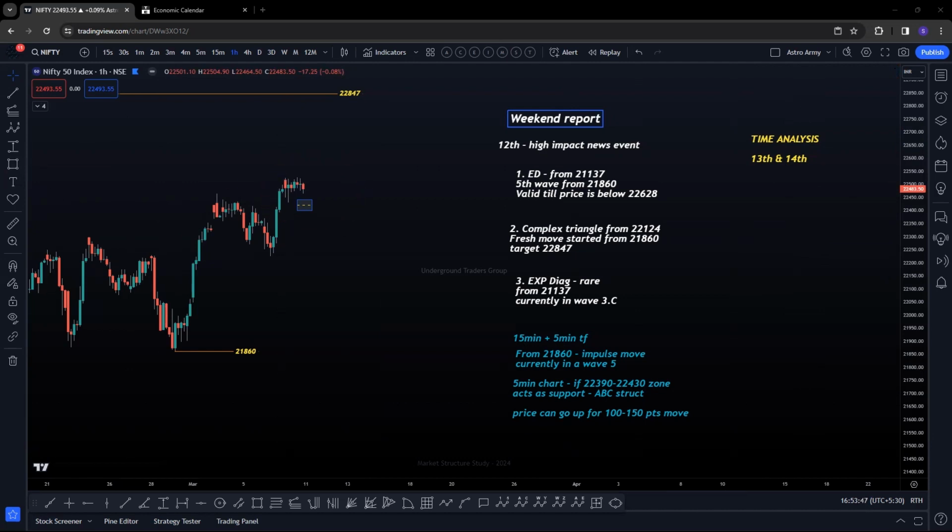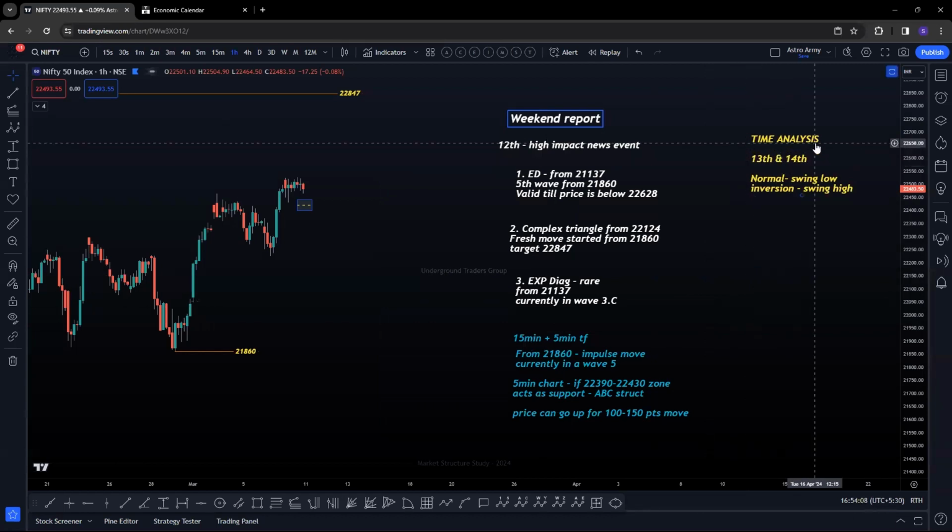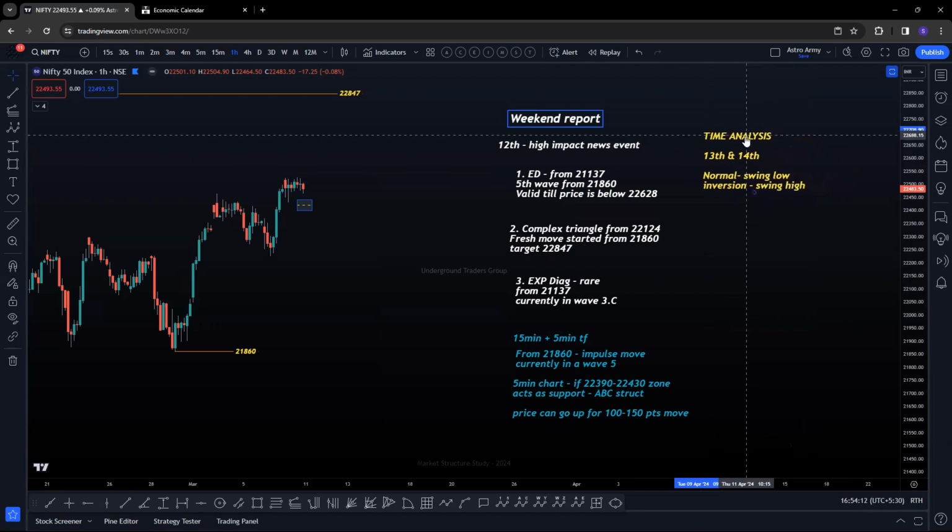So usually in a normal cycle, we have a swing low, then up. Okay, in an inverted cycle, inversion will have a swing high. This time analysis you can do with many methods, astro, GANN, numerology, whatever you want, but it is a very important component of your weekend report.